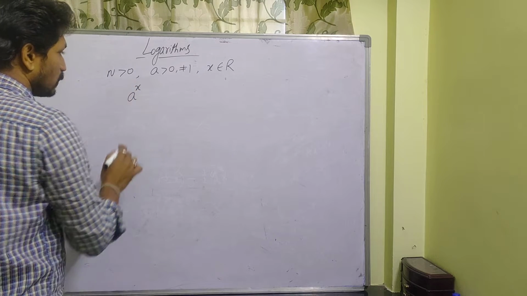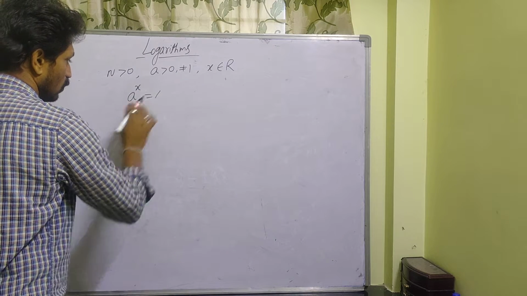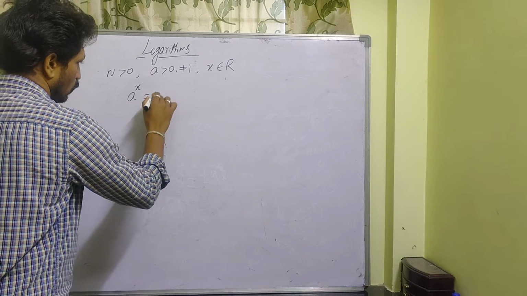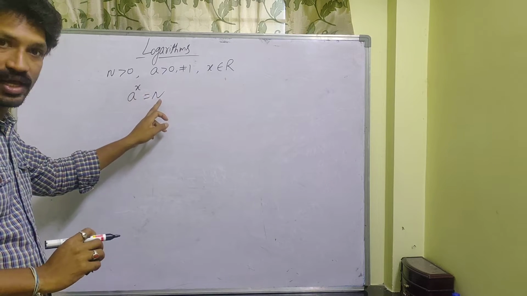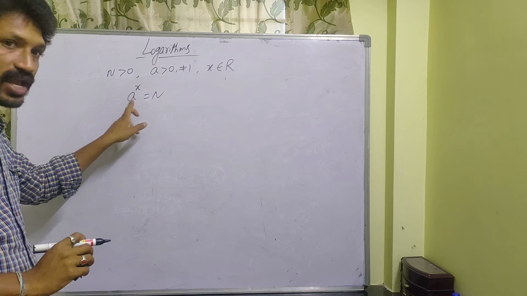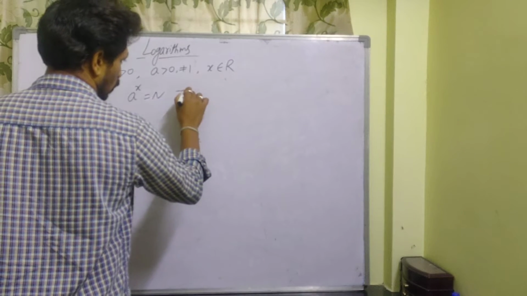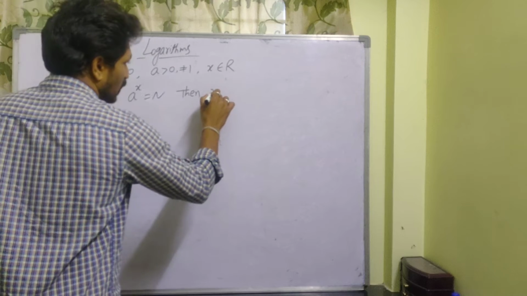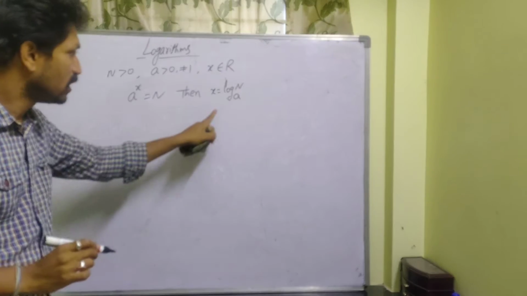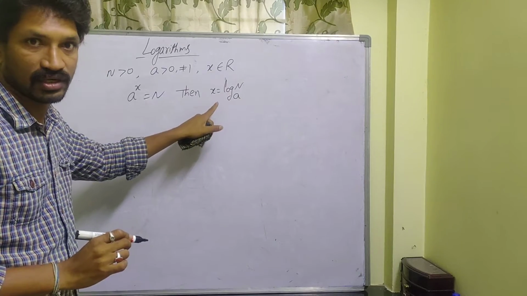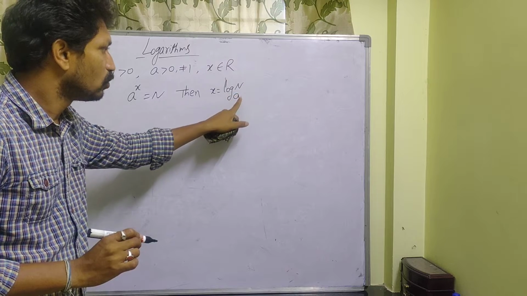you know very well the exponential function a power x. If this value is nothing but some n, so if a power x is equal to n, where a, n are positive real numbers but a is not equal to 1 and x belongs to real numbers, then x is equal to log n to the base a, which is called the logarithmic function. How do you call it? Log n to the base a.